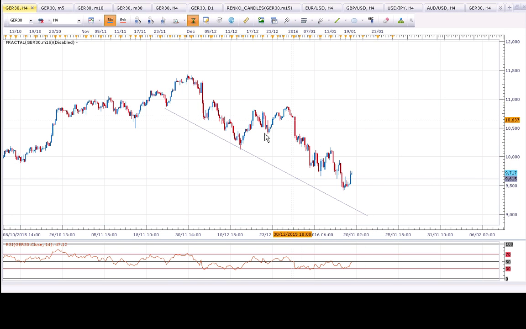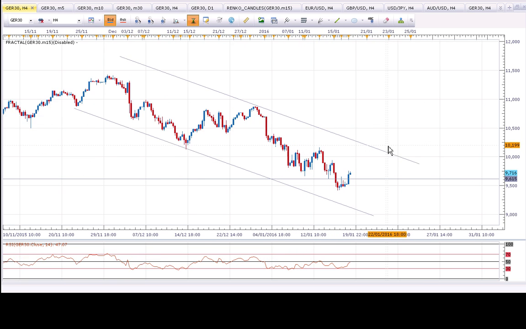And what I'm going to do here is press Control, click the line, and it will draw a parallel so we can draw this channel at the top side. I don't think perpendicular is the word I'm after, but they're parallel to each other, and it will just allow you to show what price is doing within that channel.